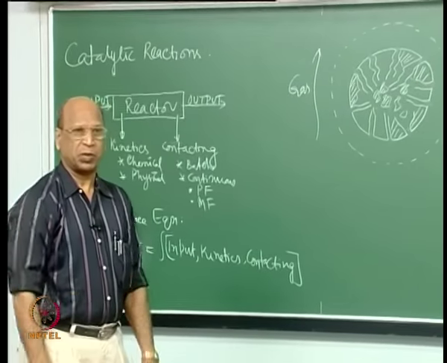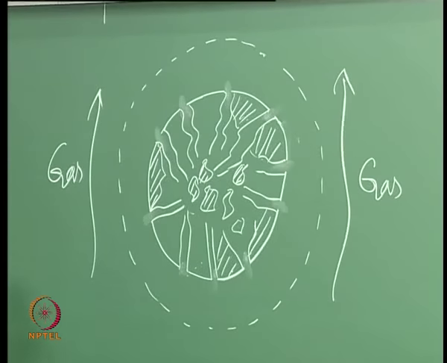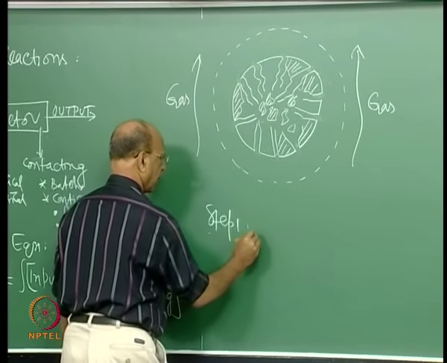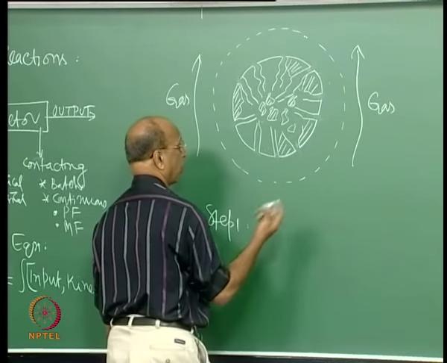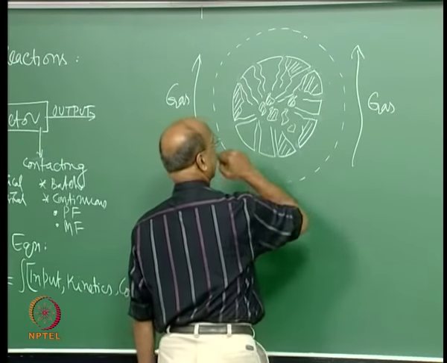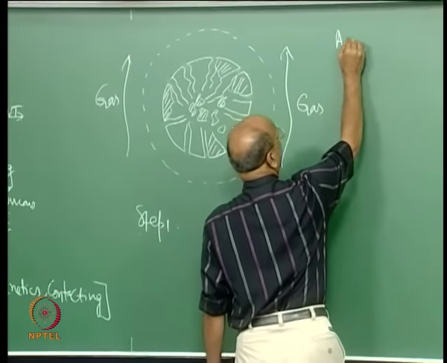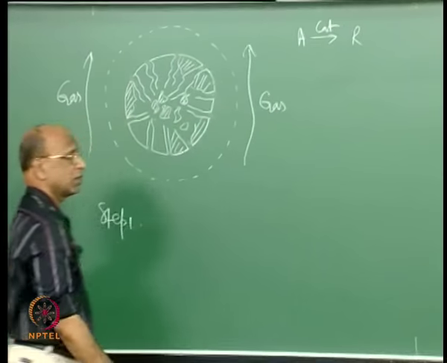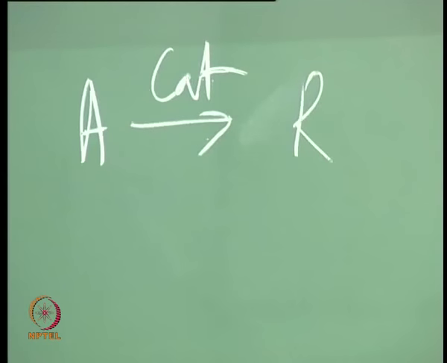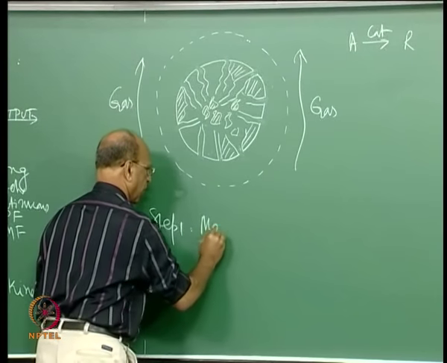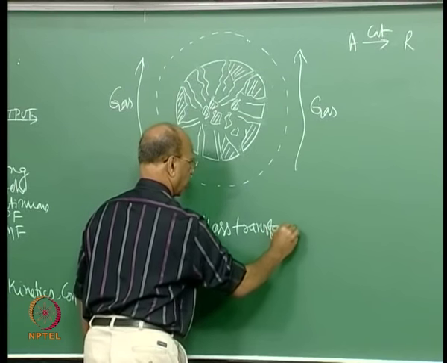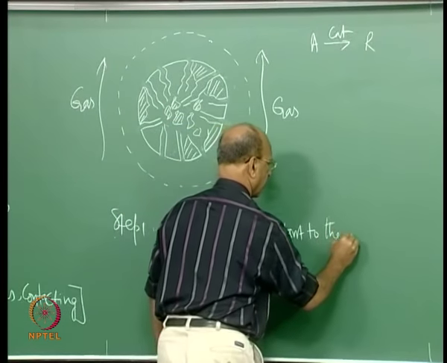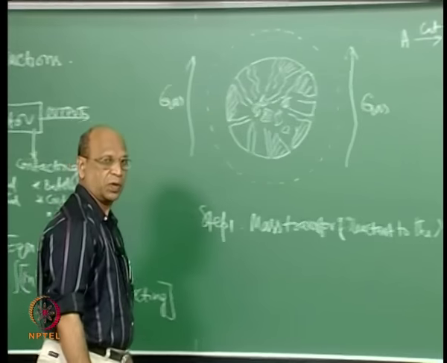Now, as usual, we can imagine what are the number of steps that are required for the reaction to take place. Step 1 will be, okay. Let me also say that we have a reaction, for simplicity again, A going to R, this is catalyst. A going to R, that is catalyst. So, now this is actually gas A. Then step 1 is mass transfer of reactant to the surface. Correct?